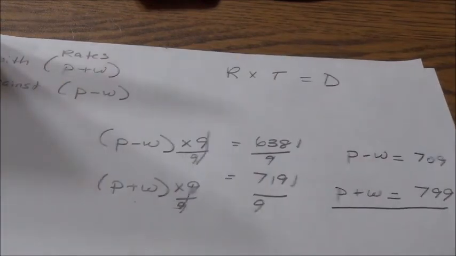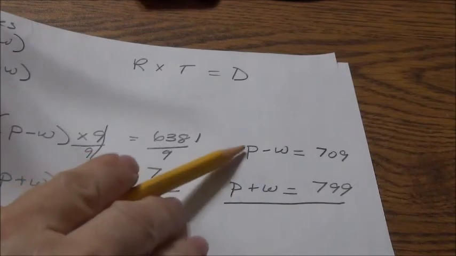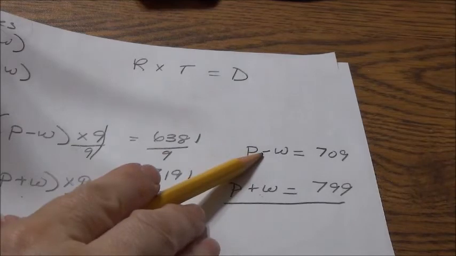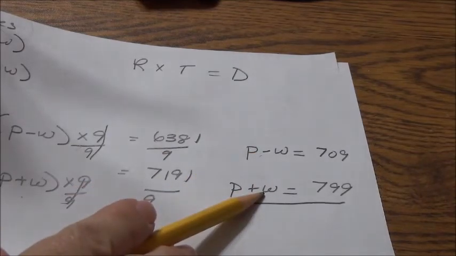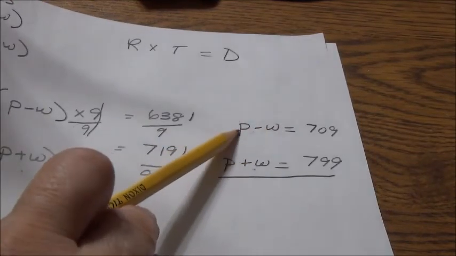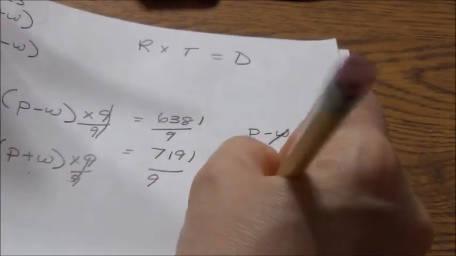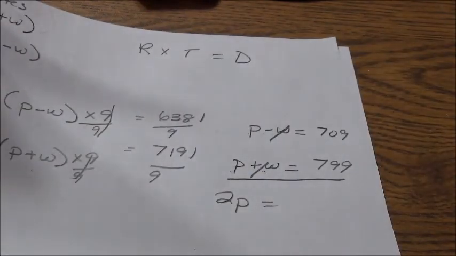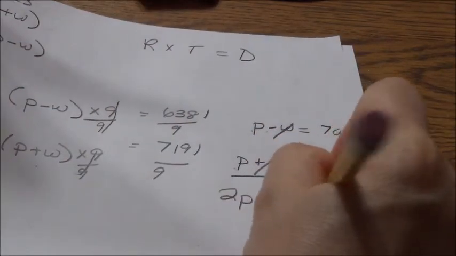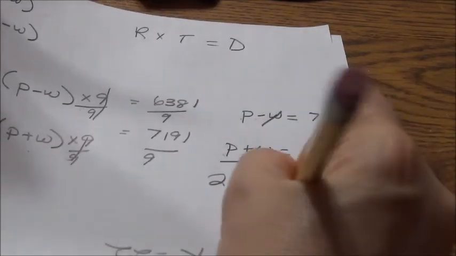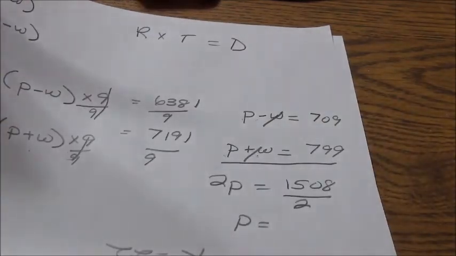So now we have a system of equations where we have the P minus W and the P plus W. What we can do is add these together, because when you take the negative W and the positive W, they're going to cancel each other out. So a P plus another P would be 2P. The W's cancel, and I'm going to add my 709 plus my 799, which is 1508. So all we need to do in order to solve that is divide by the 2. If I divide by 2, the plane is going 754.